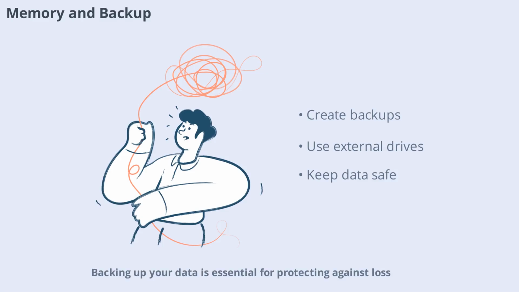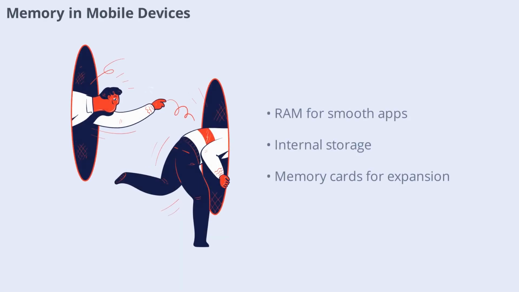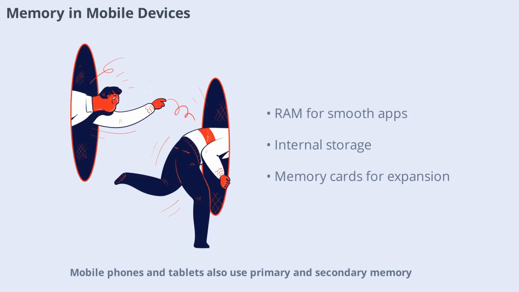Backing up your data is essential for protecting against loss. Secondary memory devices like external hard drives and cloud storage make it easy to create backups, ensuring your important files are always safe. Mobile phones and tablets also use primary and secondary memory.